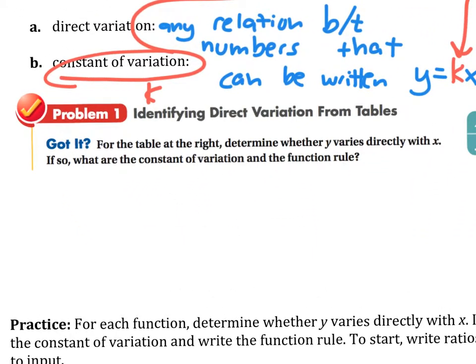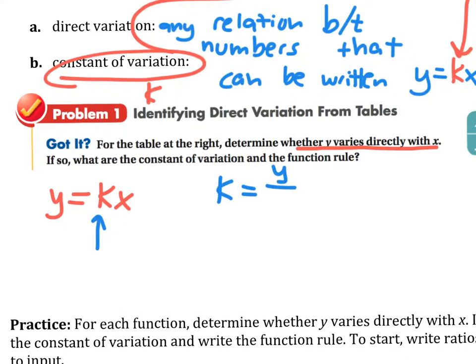So let's look here at problem 1. For the table at the right, determine whether y varies directly with x. So what does that mean? All it means is, can I write the situation like this? So all I really need is to find some value of k. What's the same number everything gets multiplied by over and over again? So just to show how that works, k is always equal to y divided by x.